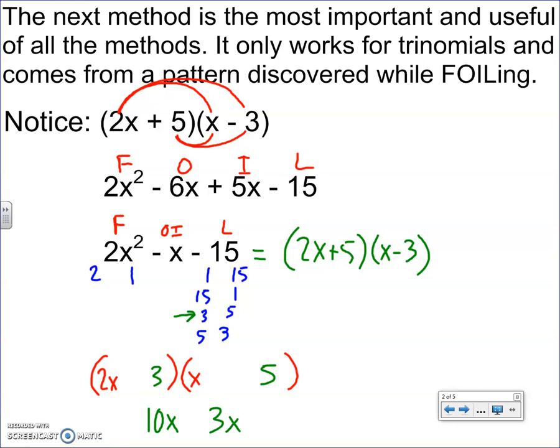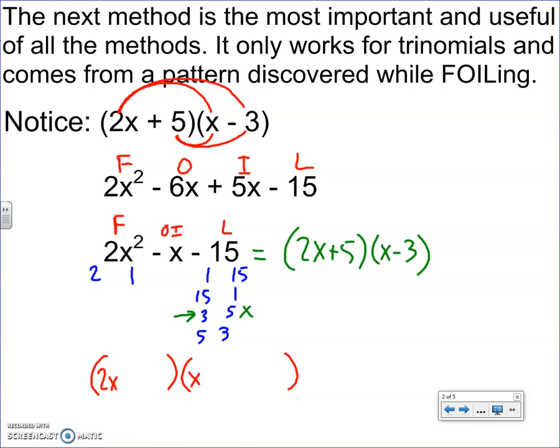Now, can 10x and 3x ever make negative 1x? If you add or subtract them, no. If you do 10 plus 3, that's 13. If you do 10 minus 3, that's 7. It can only make 7 or 13, which is not 1, so that's out. We guessed the wrong number. So it was not 3 and 5.